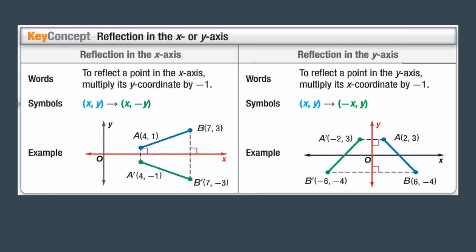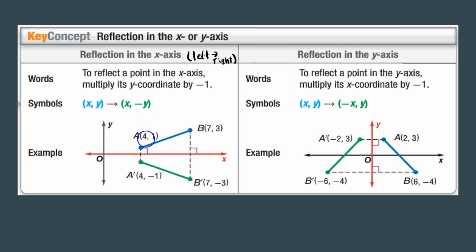Alright, now let's talk about reflections on the x or y axis. Remember, when we're talking about the x-axis, we're talking about left to right. And what's nice about this is when we are reflecting on the x-axis, (x, y) becomes (x, negative y). It just switches to that. So the x doesn't change, but the y goes from positive to a negative. If it is negative, then it's the inverse of that, so it would be positive.